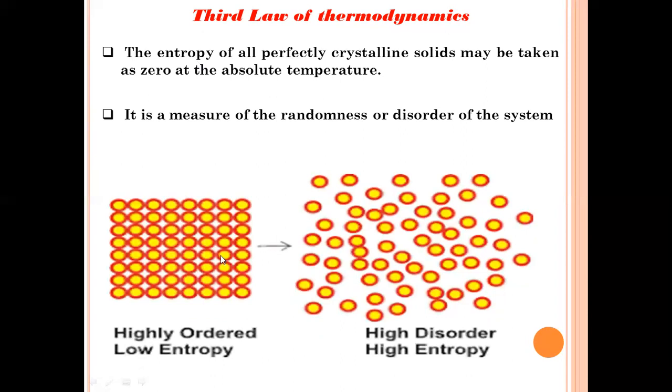A highly packed substance, meaning highly ordered molecules, will have low entropy, whereas highly disordered molecules have high entropy. We can say that the greater the randomness, the greater the entropy, and the lower the randomness, the lower the entropy. This is given by the third law of thermodynamics. So this is all about the four laws of thermodynamics.